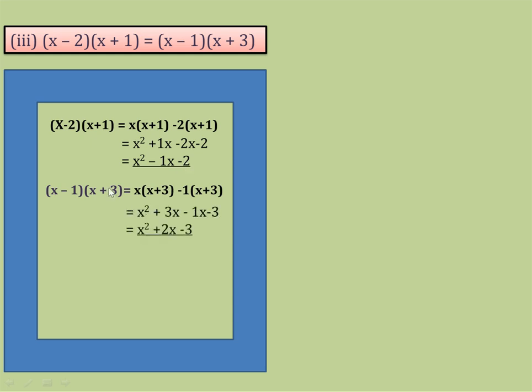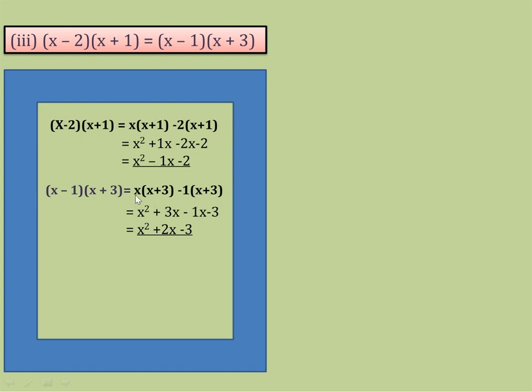Okay, what is there in the right hand side? x minus 1 into x plus 3, same again. If you know how to multiply directly, then you can multiply directly. Okay, now we are doing it here step by step: x into the second binomial, x plus 3, minus 1 into x plus 3.